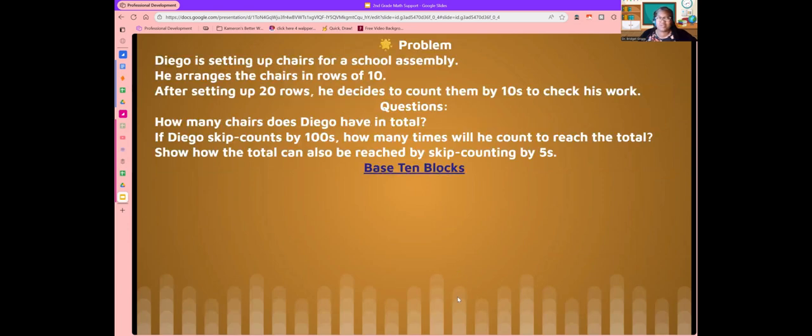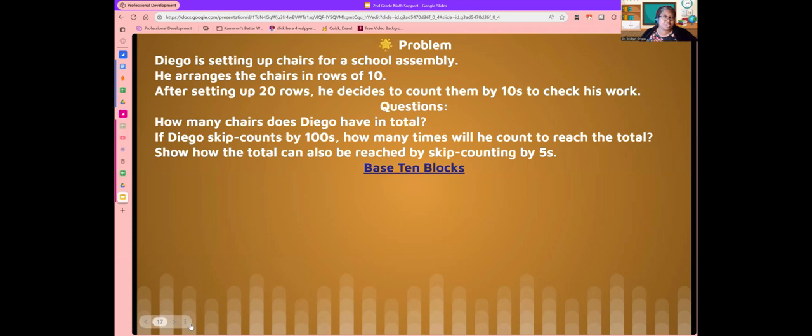And here's our problem. Diego is setting up chairs for school assembly. He arranges the chairs in rows of 10. After setting up 20 rows, he decides to count them by 10s to check his work. Here are our questions. How many chairs does Diego have in total? If Diego skip counts by hundreds, how many times will he count to reach the total? Show how the total can also be reached by skip counting by 5s.